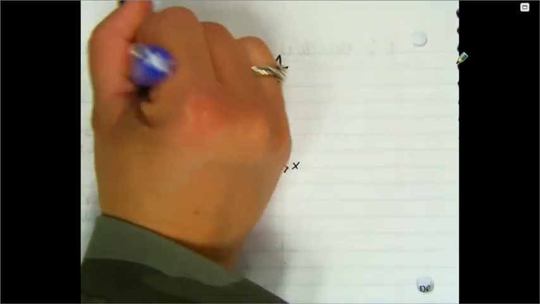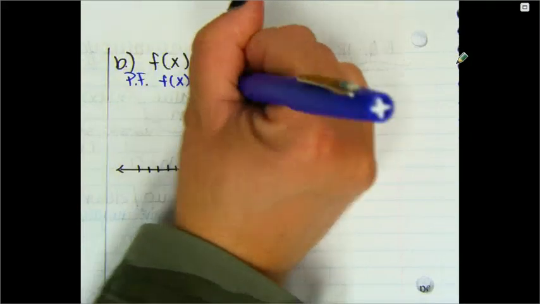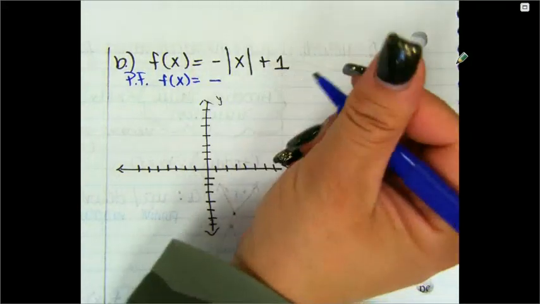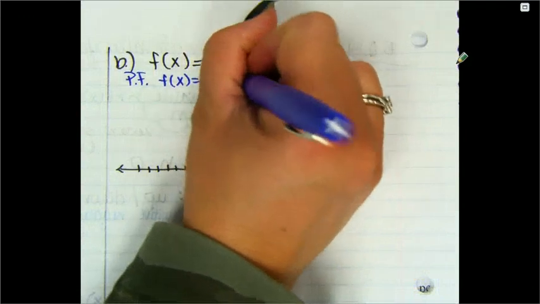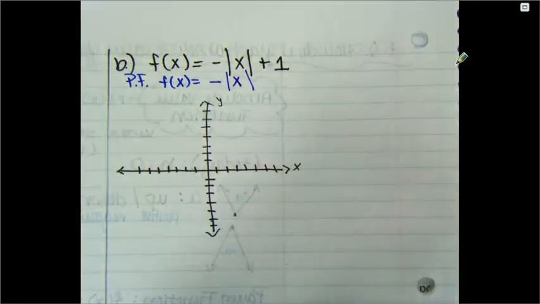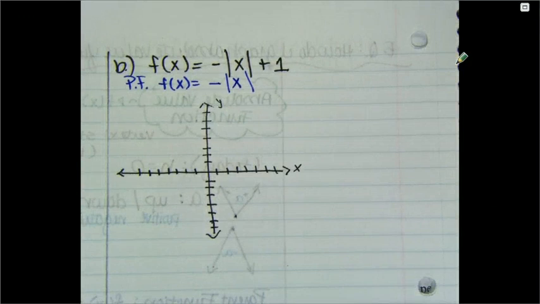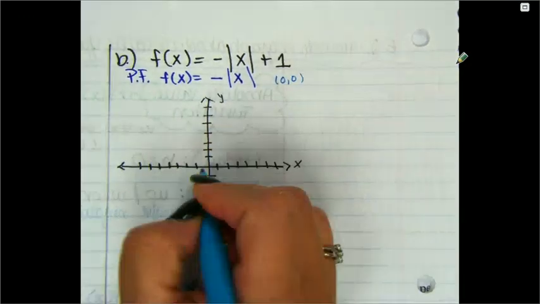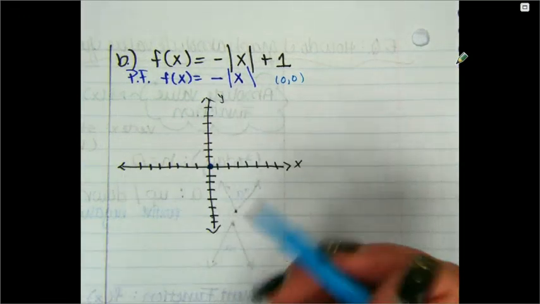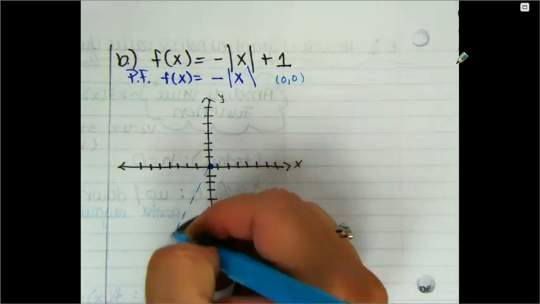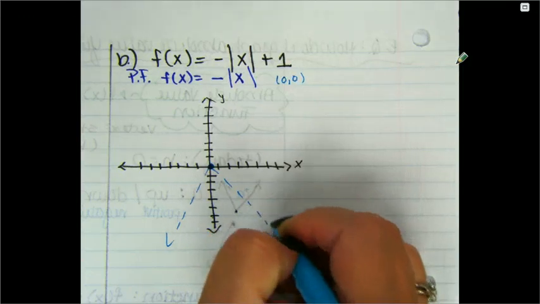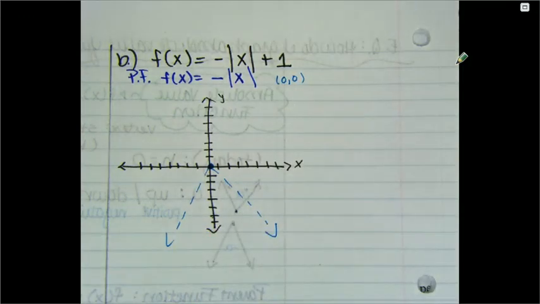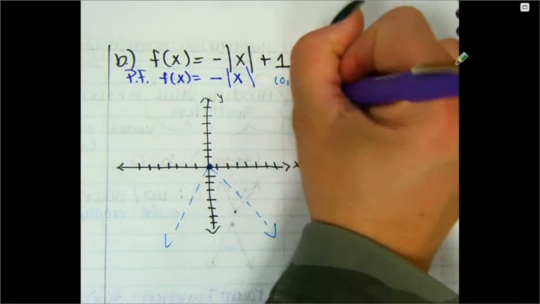What's your parent function? Negative absolute value of x. Just that. So what is the starting point of your parent function? 0, 0. Very good. So you're going to go to 0, 0, and it's going to go which way? Up or down? Very good. So it looks like that, right? Good? Who has that right? Wonderful. All right, next part is to talk about vertical shift, right?